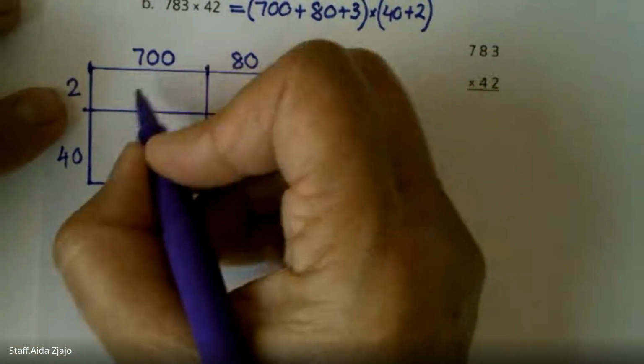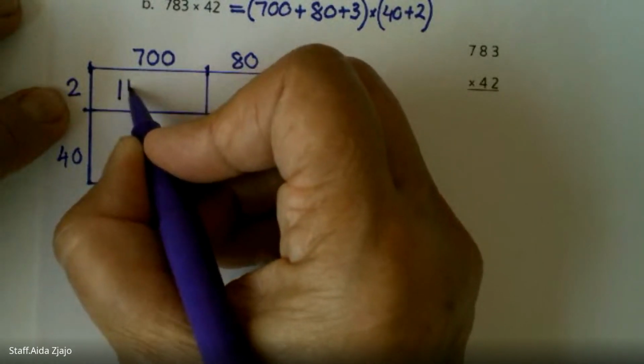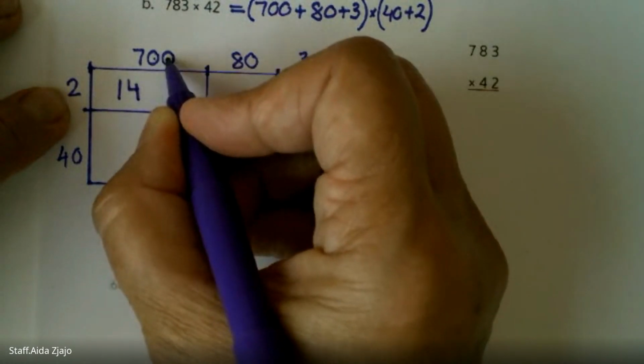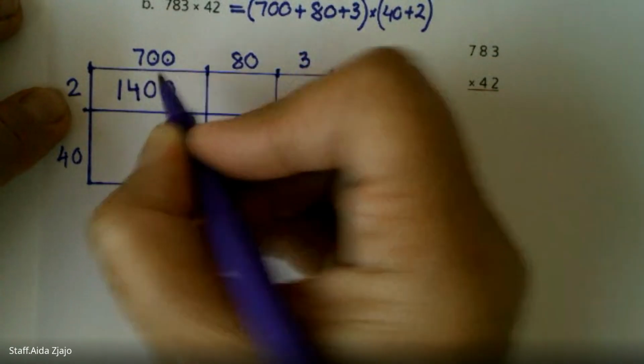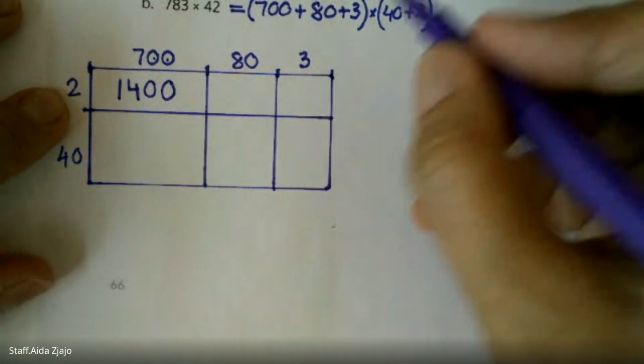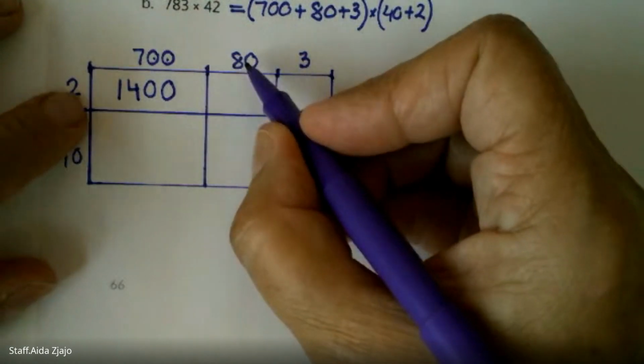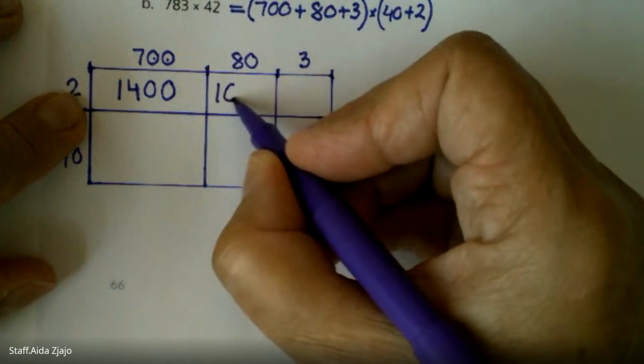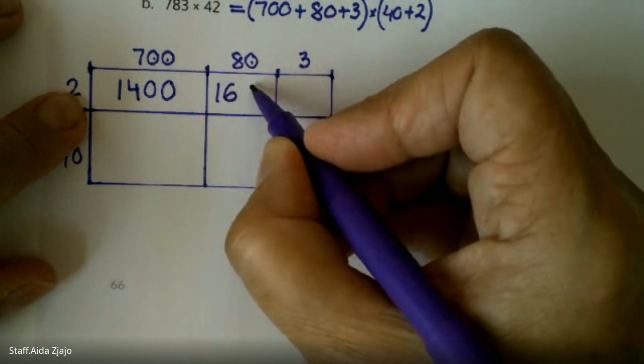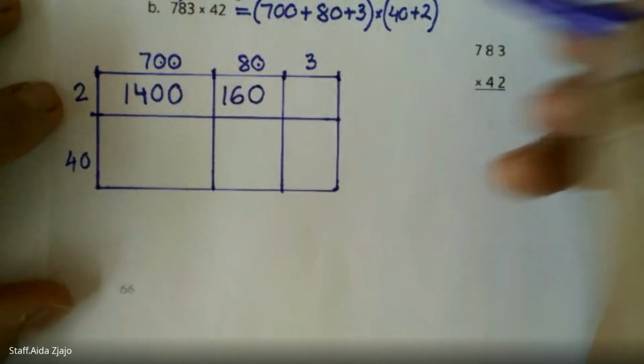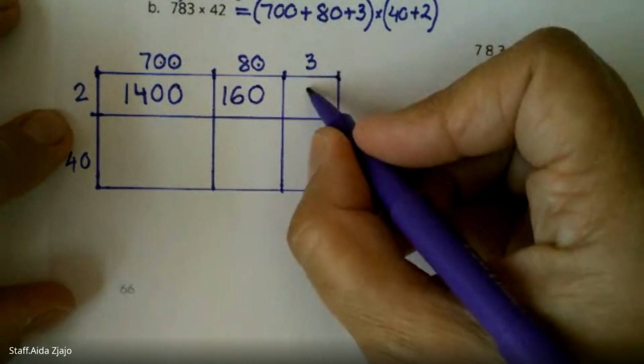2 times 700, 2 times 7 is 14. Add these 2 zeros. That's 1,400. 2 times 80, 2 times 8 is 16. Add 1 zero. 2 times 3 is 6.